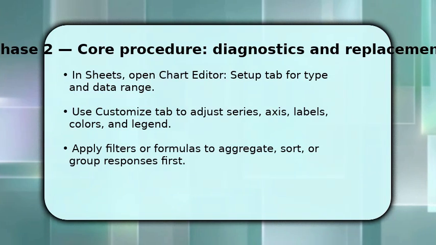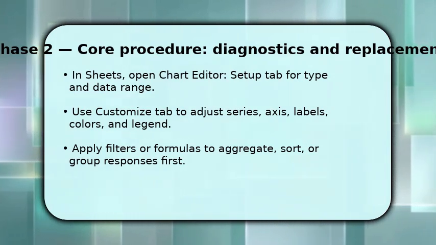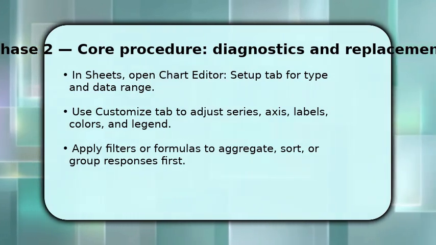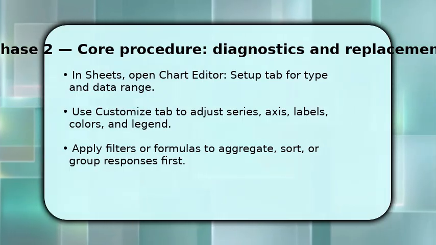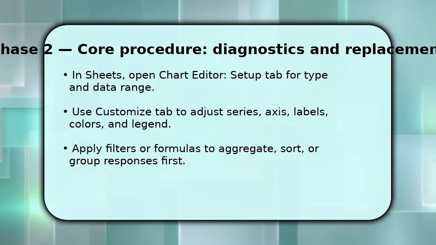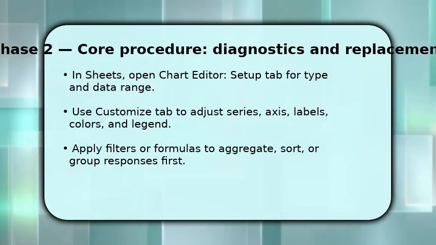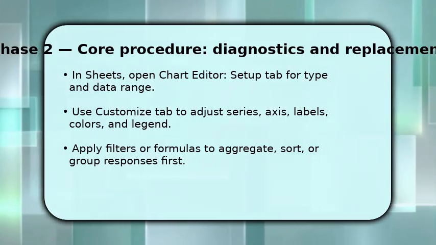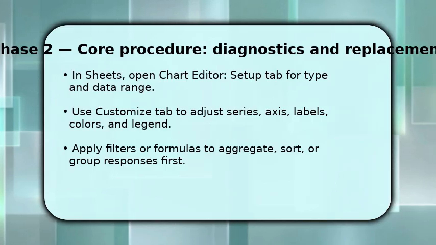Now focus on shaping the chart. Open the chart editor and pick a type that matches your data, bar, line, pie, or area, because the choice affects readability. Once done, switch to Customize to set series colors, axis titles, value formats, and legend placement. These tweaks make trends obvious.